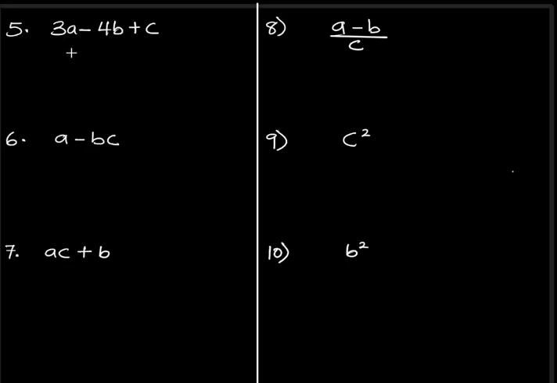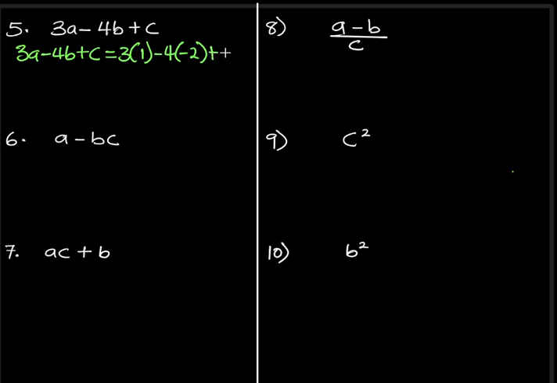Okay, so we move down here. 3a minus 4b plus c. That will give us 3. I think our a is 1, minus 4. Our b is 2. Sorry, our b is minus 2, and then plus c.